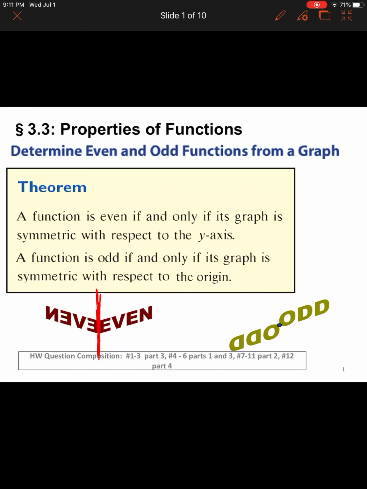That's letting us know that even functions are symmetric to the y-axis. Even functions are symmetric to the y-axis. And this red dot is letting us know that odd functions are symmetric to the origin. You can be symmetric to the origin across these diagonals. That's what happens with the origin. But they must look the exact same on opposite sides in that diagonal.